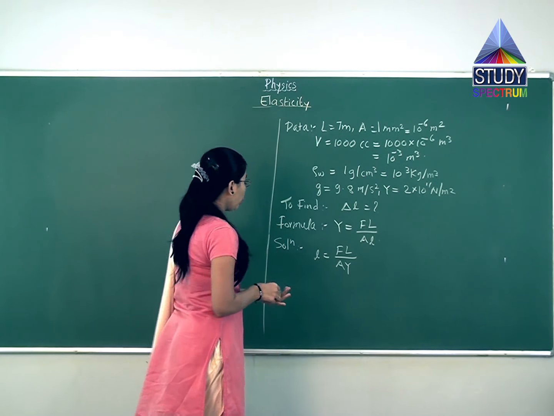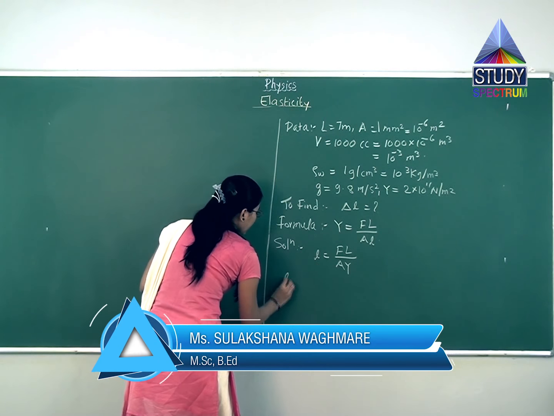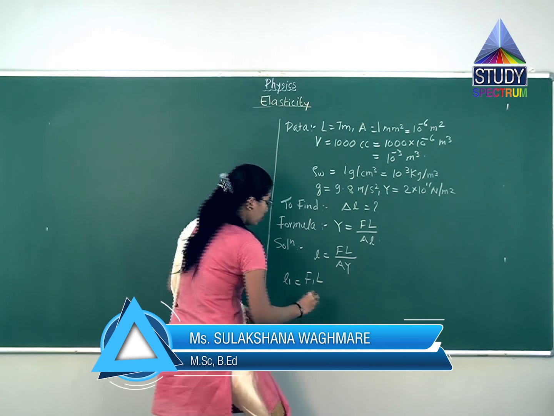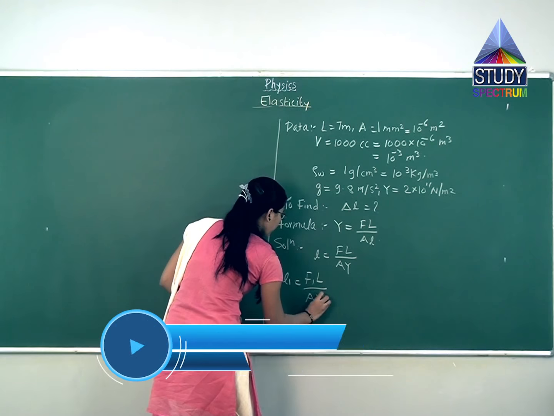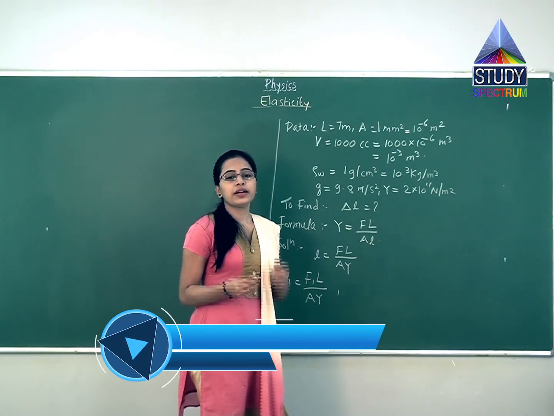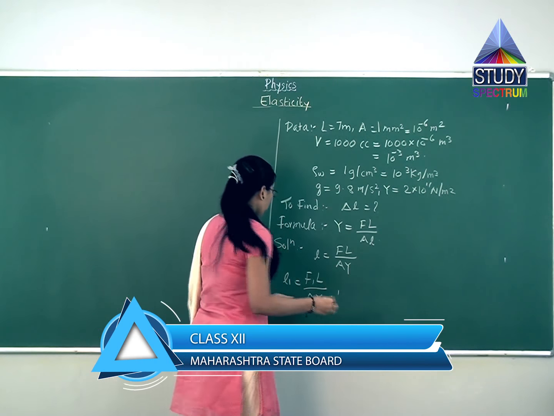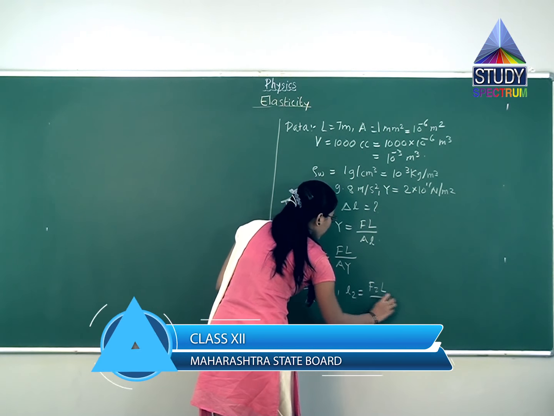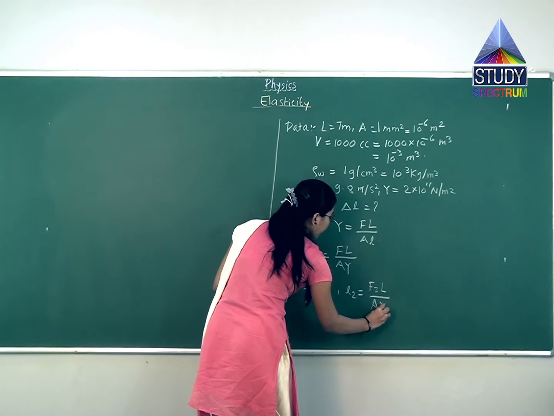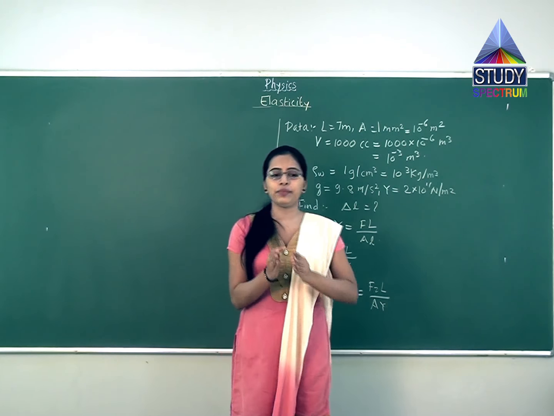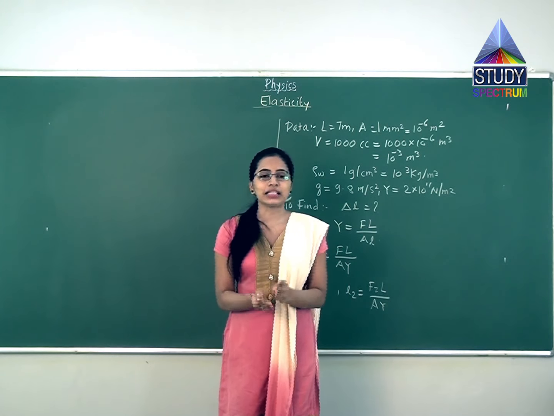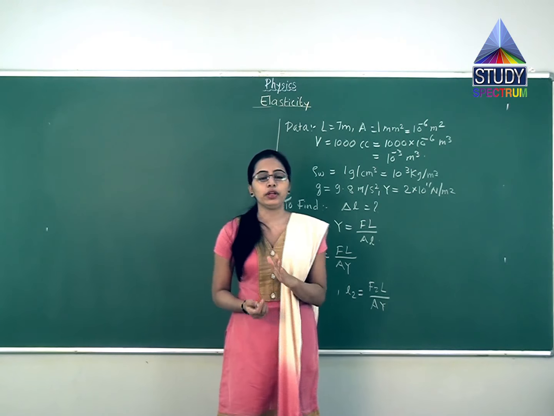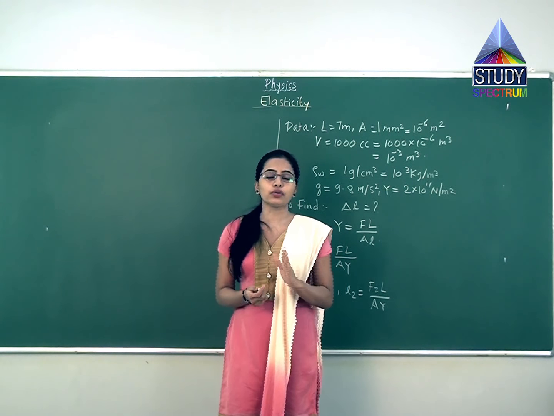Means for the first case we will write l1 is equal to F1 into L upon AY, and for the second case, when it is suspended inside the water, l2 is equal to F2 into L upon AY. Now we are taking same length, same material, that's why the area, length and its Young's modulus will not change. So let us see how to solve this.